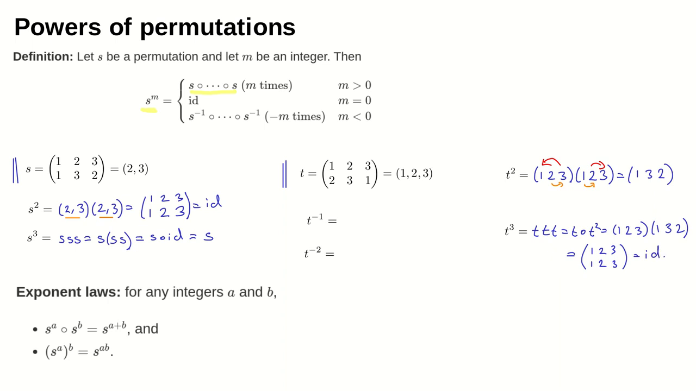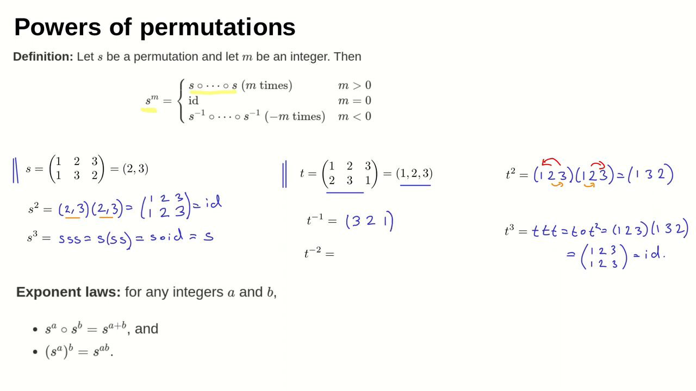Let's do some negative powers. So t to the minus 1 means the inverse of t. We can get the inverse of t in the usual way. Well, we have two ways of doing this. One is to take the two-row notation for t, swap the two rows, and then reorder the columns. Or the other way is to simply write the cycle notation for t in the opposite order. So let's just do that. Writing the cycle in the opposite order, t inverse is (3 2 1).